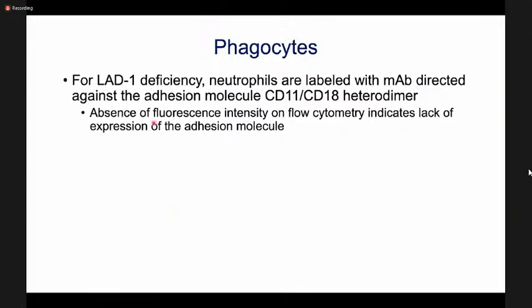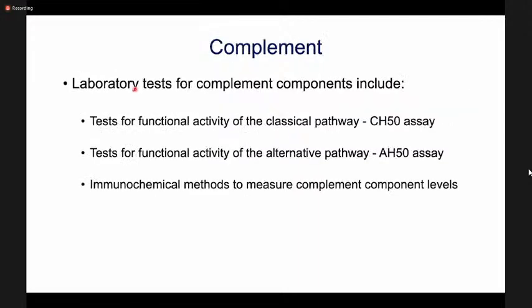For your leukocyte adhesion defects, basically there's a problem with adhesion molecules that are expressed on the surface of the cell. There's a monoclonal marker against that molecule. So this can be evaluated. The cells can be evaluated for expression of these markers using flow cytometry.